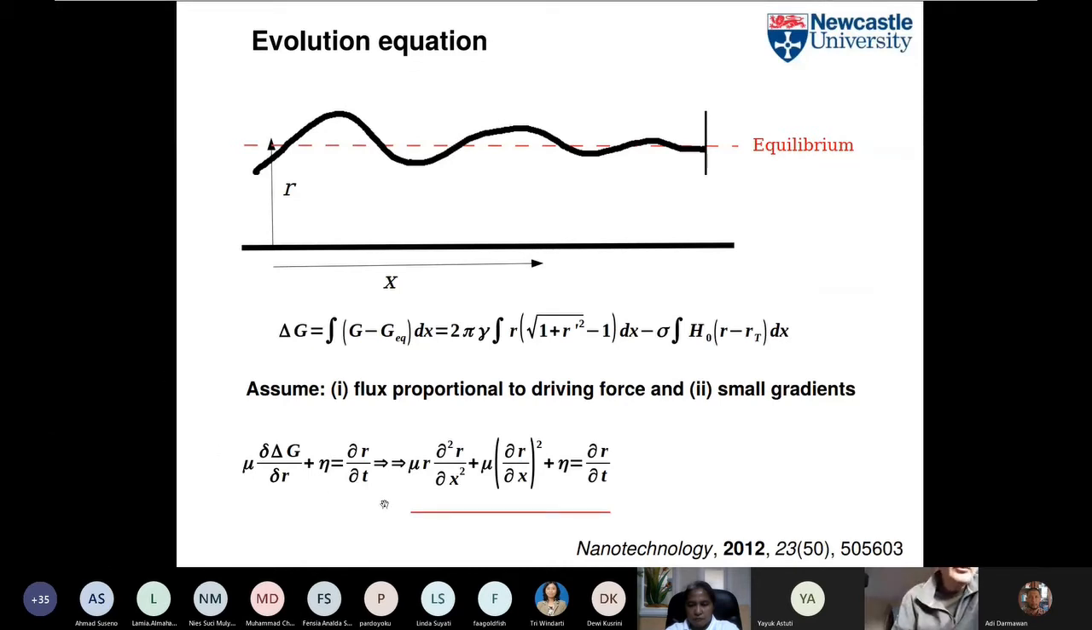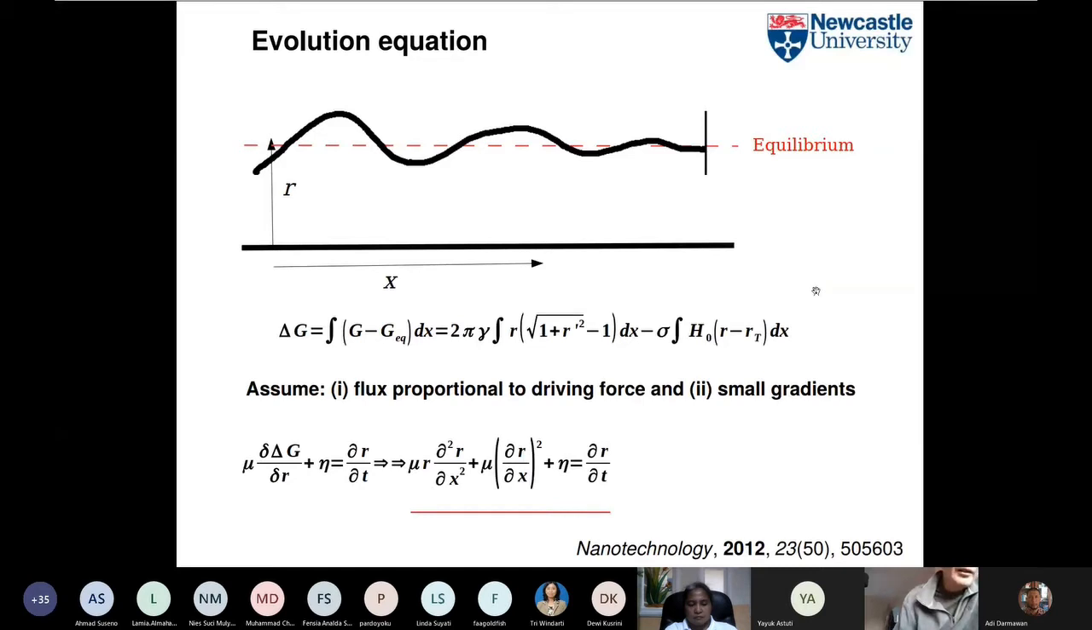And use a standard assumption of non-equilibrium thermodynamics that the flux, the movement of material in the system, is proportional to this difference, to this driving force delta G. And we also have to, in order to make the mathematics tractable, assume that there are no really steep places on the surface, no very large gradients. And if you do that, you can compute, starting from this model, a partial differential equation, which is underlined in red at the bottom, and this describes how the radius of the templated material R varies with distance x along the template and with time.